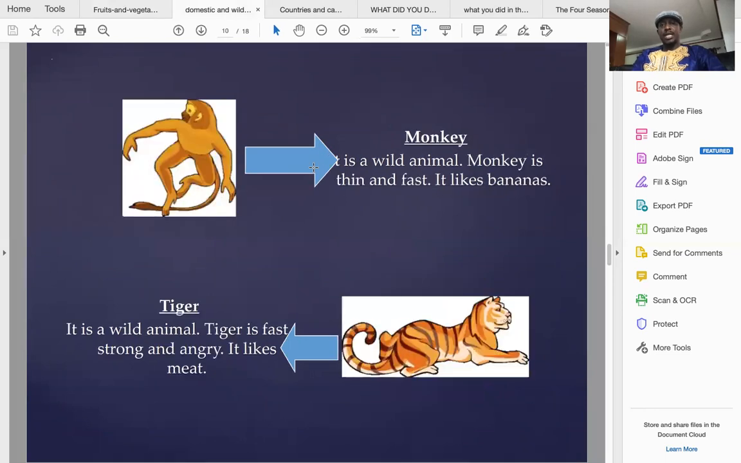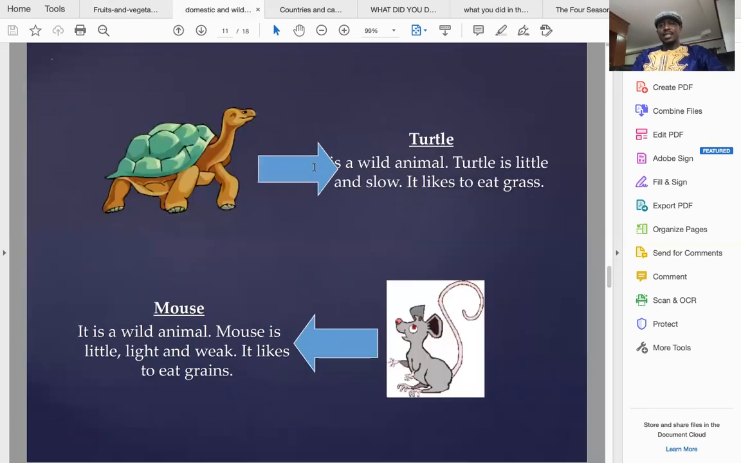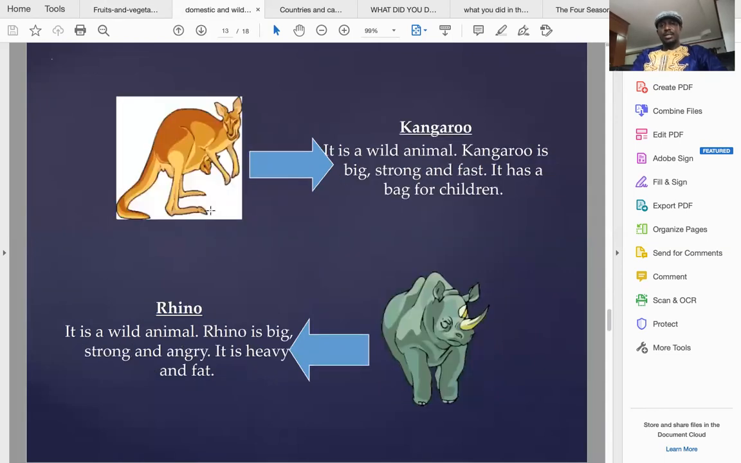Okay, the monkey, the tiger, the turtle, the mouse, and the kangaroo. They also had the rhino.